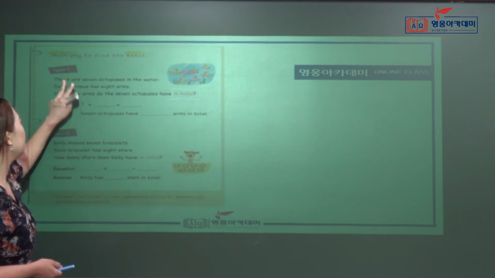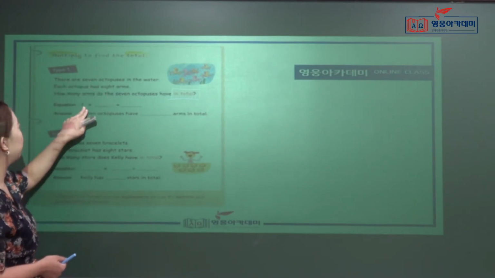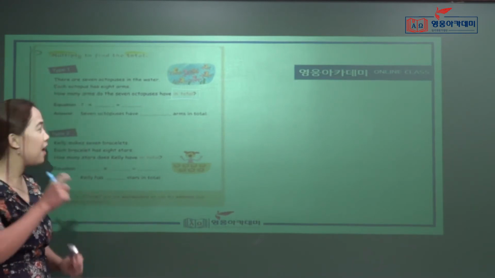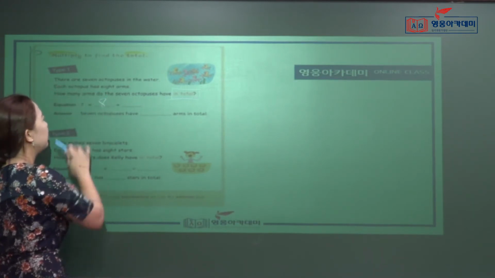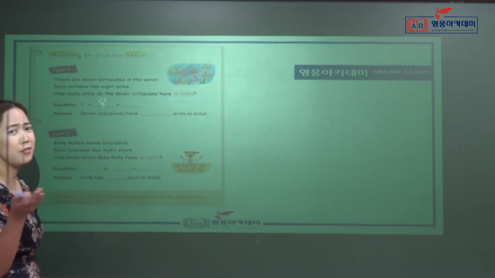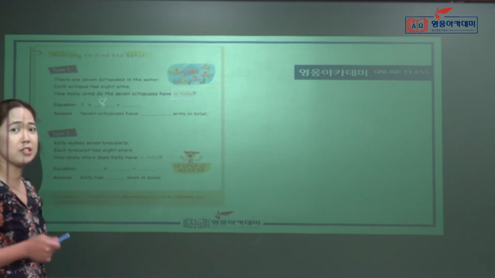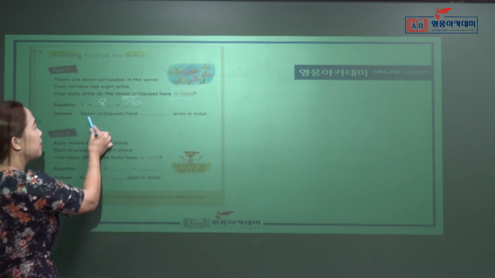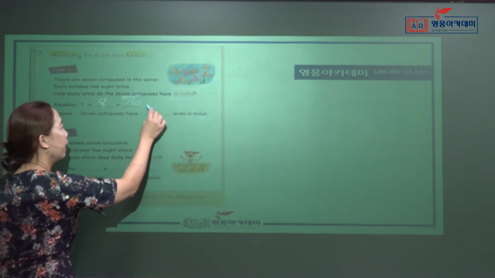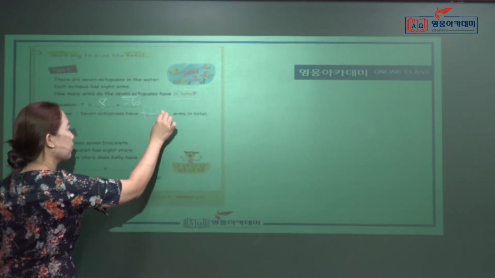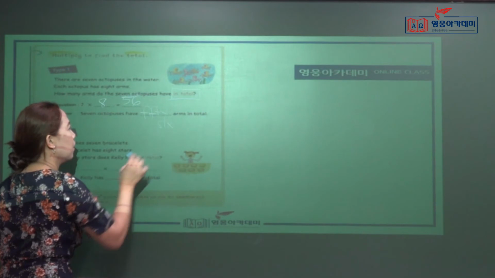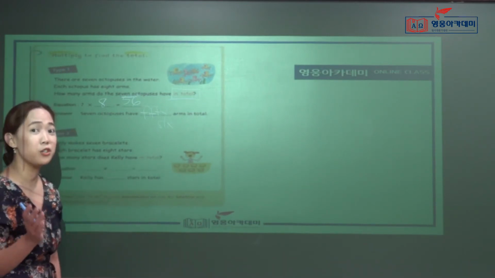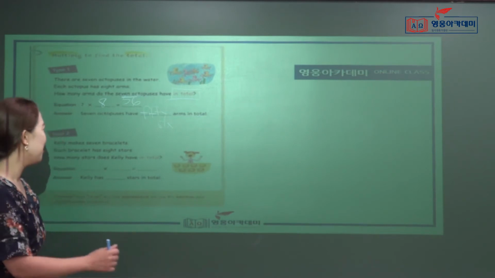7 times, there are 7 octopuses, so there is 7 here. Each octopus has 8, that's good. Each octopus has 8 arms, then 7 times 8 is, of course, 56, right? So what is your answer? 7 octopuses have 56 arms in total, like this, okay? How about number 2?